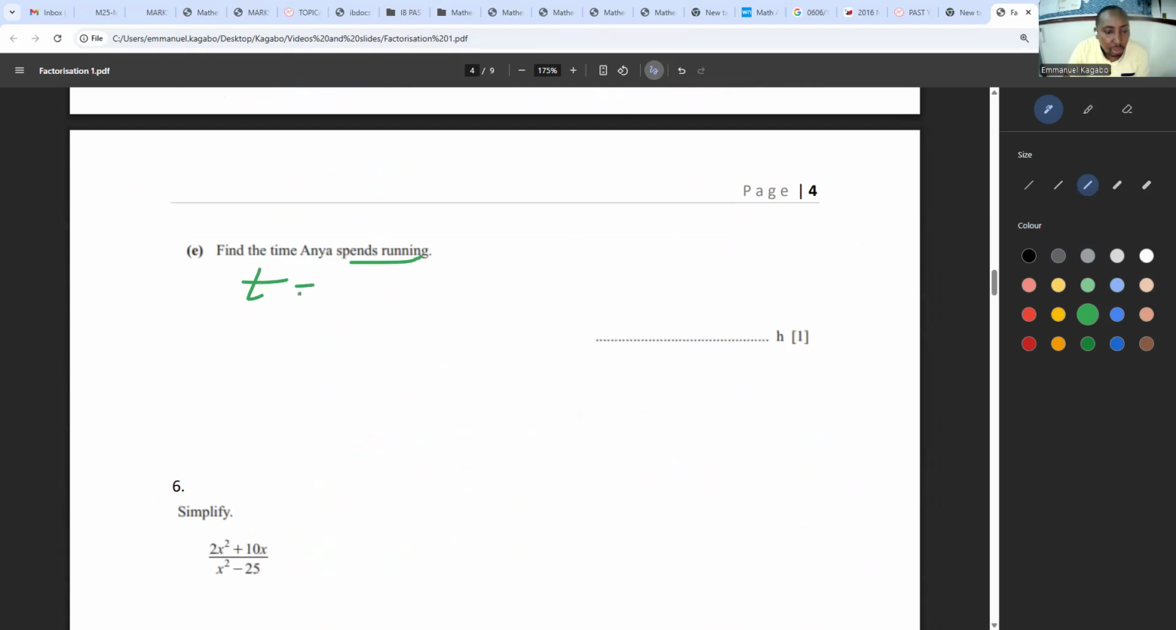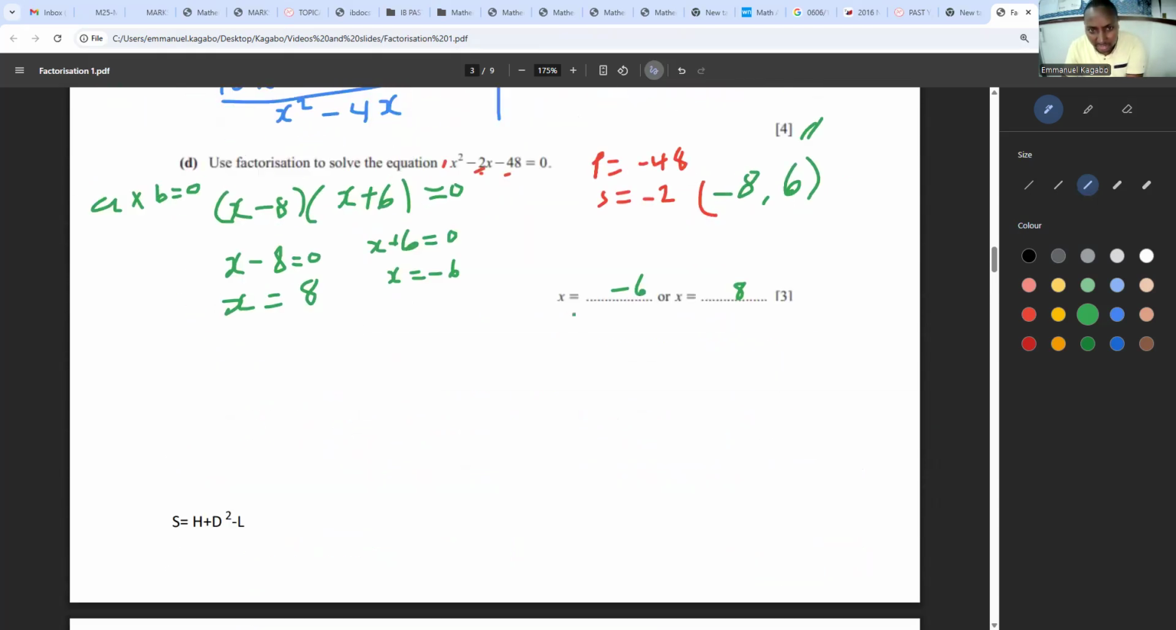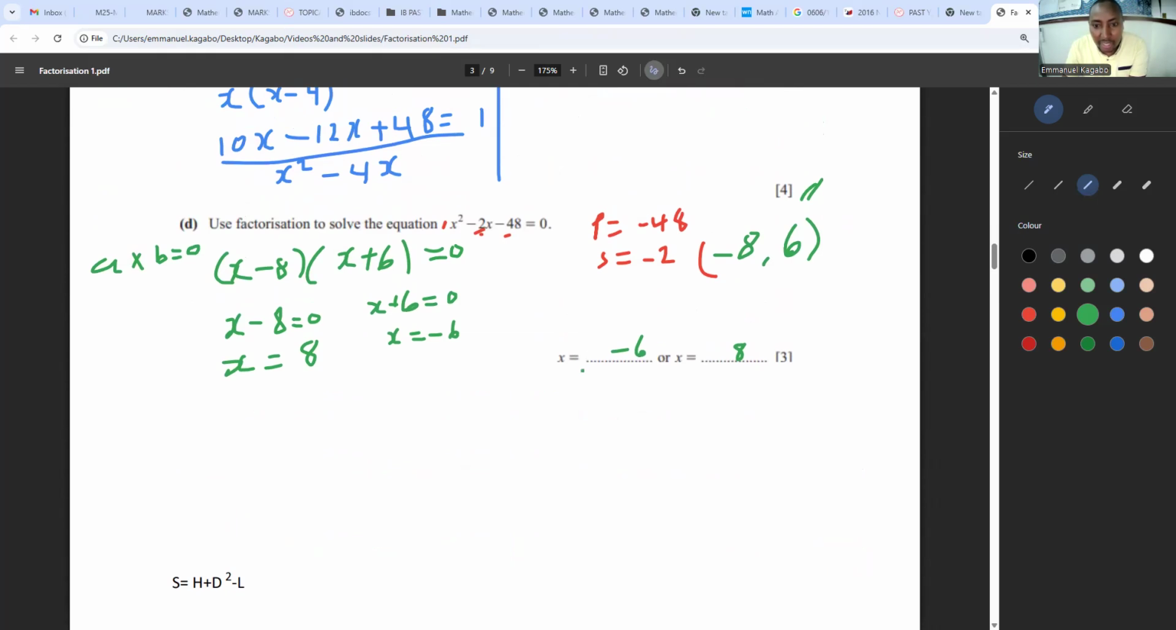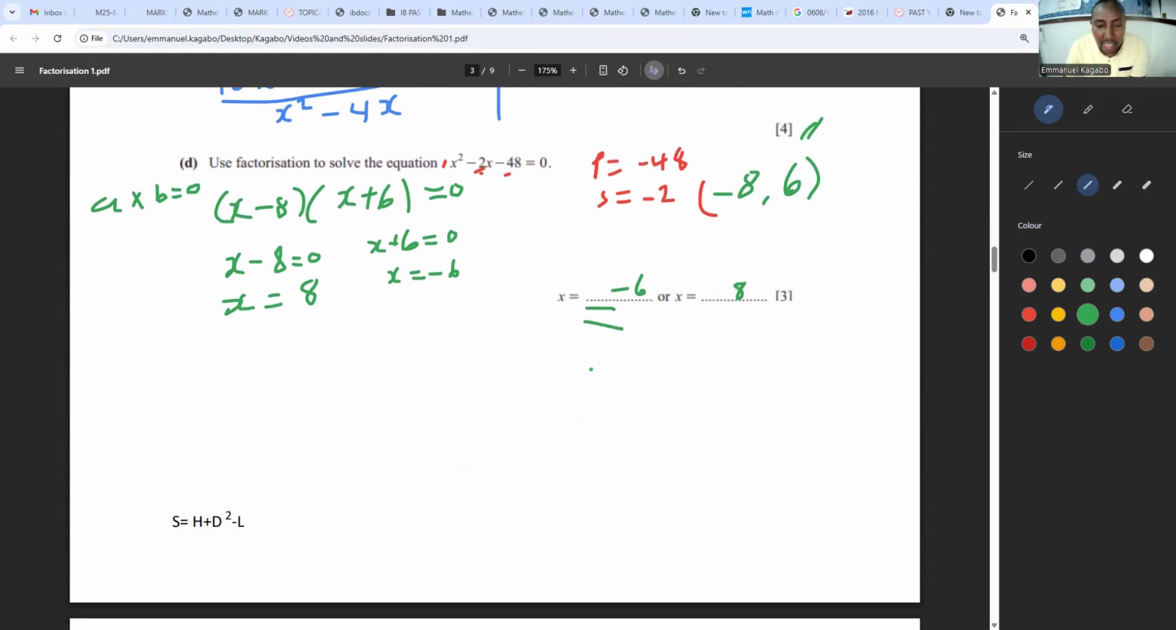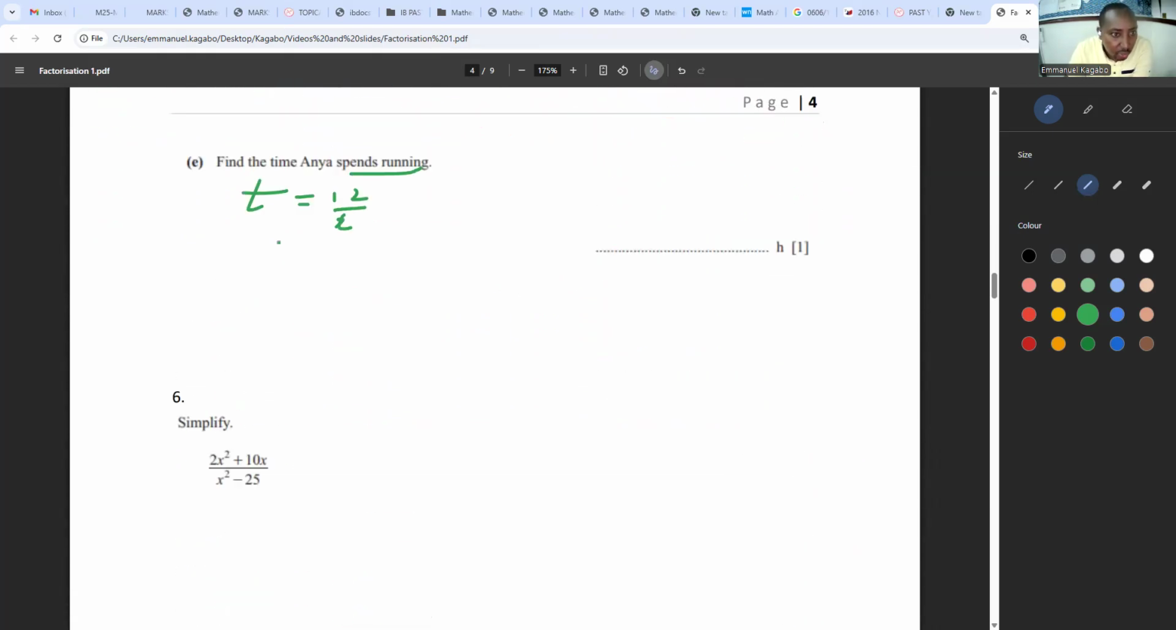Time equals 12 over x. Now, from my experience teaching many students, they have always asked me, what do I do when I reach here? I go to the values of x. But your time can never be negative. It's a real life situation, so you can't use x equals negative. So you have to go with 8. It's a real life situation.